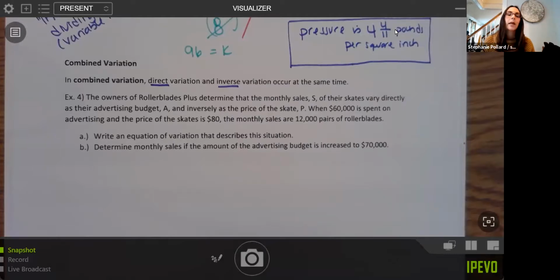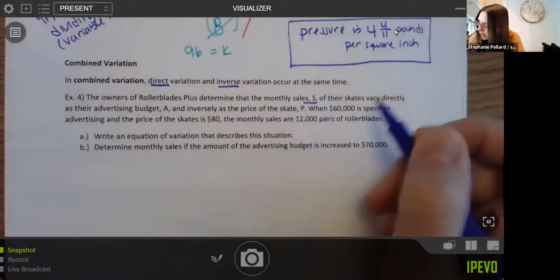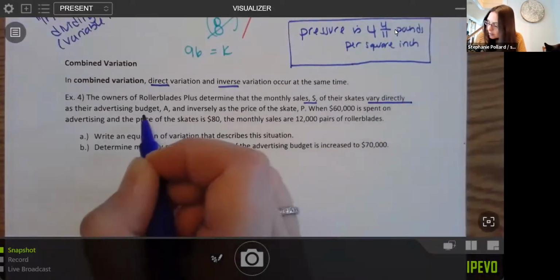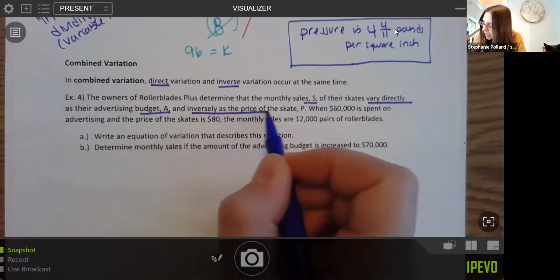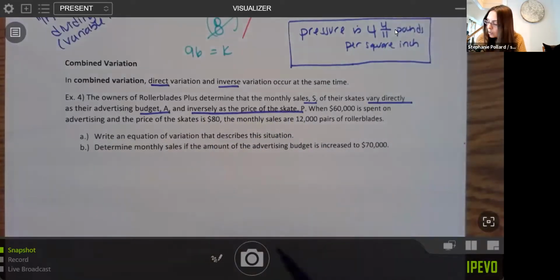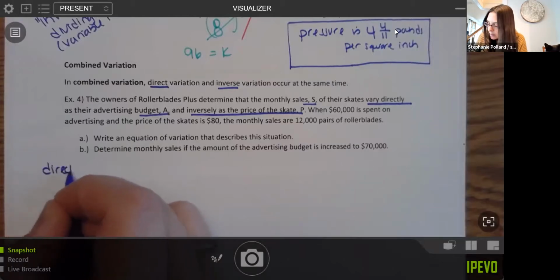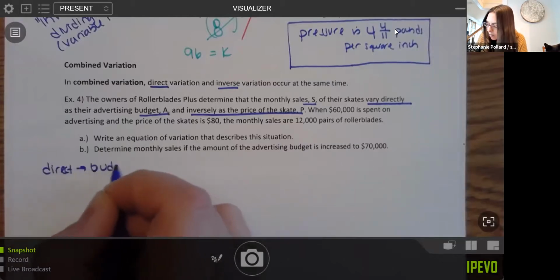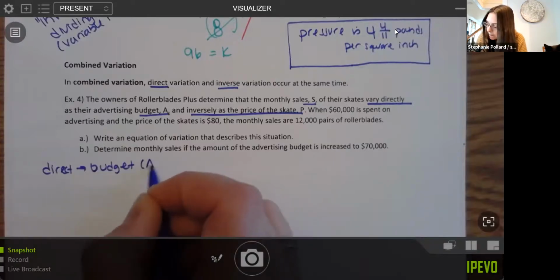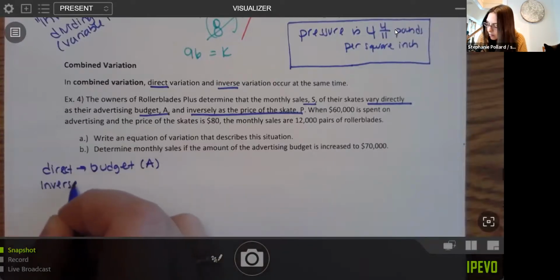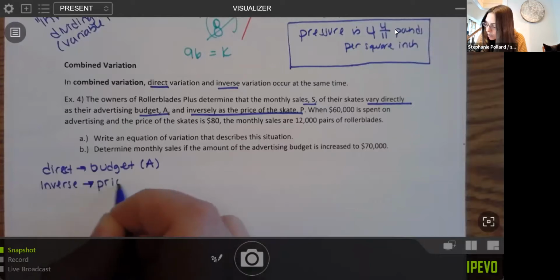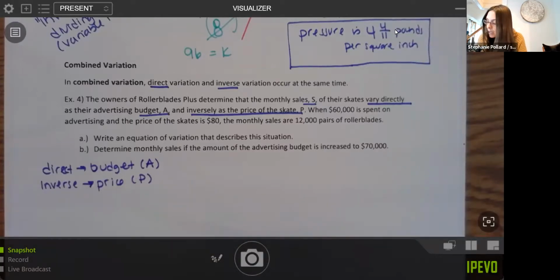So the owners of Rollerblades Plus determine that the monthly sales of their skates vary directly as their budget and inversely as the price. So what's going on here? So we have direct with their budget, which is variable A, and inversely with their price of the skates, which they're calling P. And I don't see anything else. I don't see any squares or cubes or anything weird going on, right? The variables seem normal, but I do have two different kinds of variation.